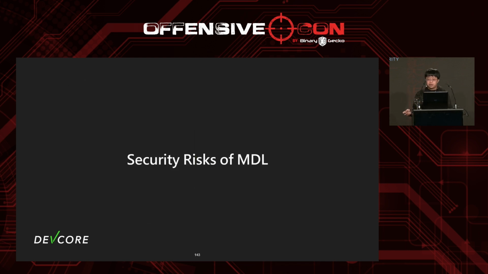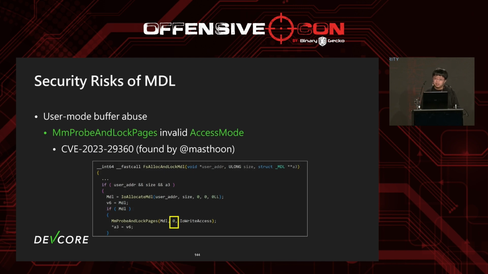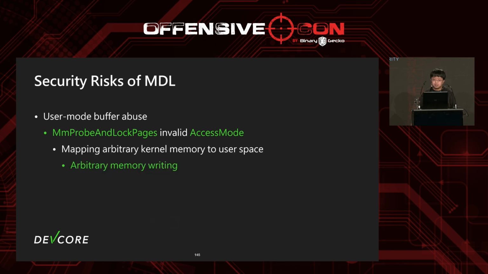Now, let's take a look at a few common vulnerabilities caused by incorrect MDL usage. The first one is the common issue we have been seeing recently. When the kernel uses the MmProbeAndLockPages API to map the memory address provided by the user, it may incorrectly set the access mode flag. This leads to the failure to check if the address belongs to user space. If the user provides a kernel address, it will map the kernel address to user space. As a result, the user can do arbitrary memory writing in kernel space.